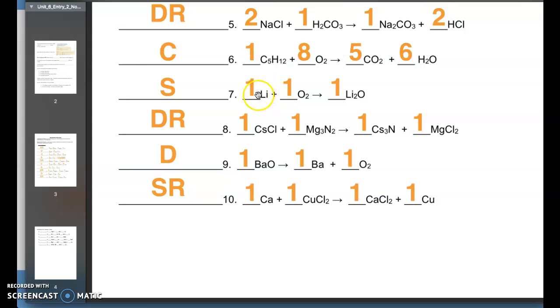Hey, this one's kind of tough. You're going to be like, well, a lot of people are going to put a 2 here to balance my lithiums. And then you're going to realize, well, now my oxygens are backwards, which is fine. I have 2 oxygens over here. I have 1, so I got to double it. But now I have 4 lithiums, so I have to come back and change that to a 4.